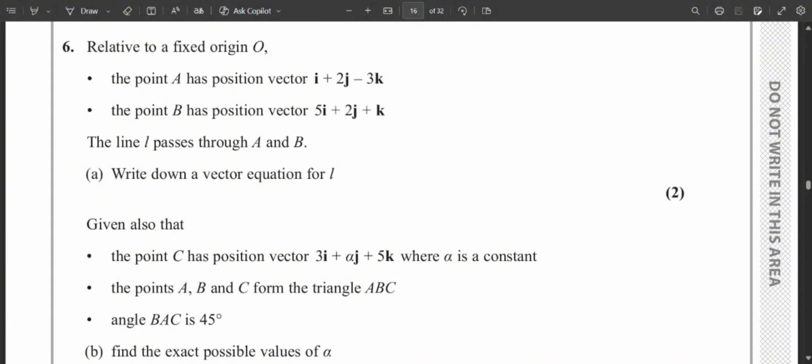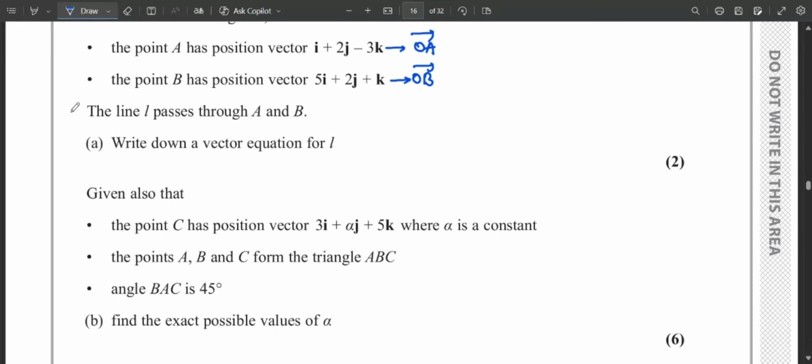It is said that relative to a fixed origin O, the point A has a position vector of 1i plus 2j minus 3k, and point B has a position vector of 5i plus 2j plus 1k. So from this we get OA and OB. These are also coordinates of point A and point B if i, j, and k are thought of as parallel vectors in 3 dimensions. Now it is said that the line L passes through A and B, and in part A we have to write down a vector equation for L.